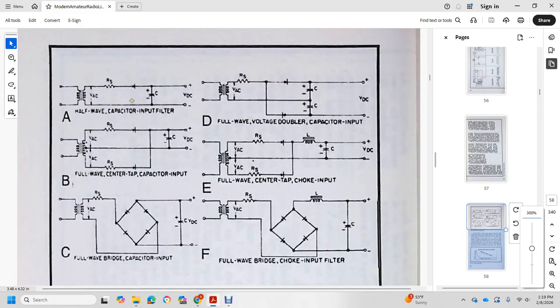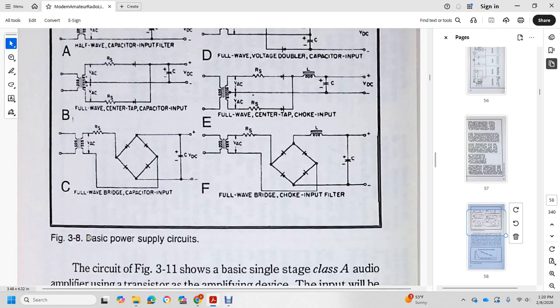So we have a half-wave circuit with input filter, half-wave center tap with capacitor input, full-wave double capacitor input, full-wave center tap input, full-wave bridge rectifier input, and full-wave rectifier with choke input filter.